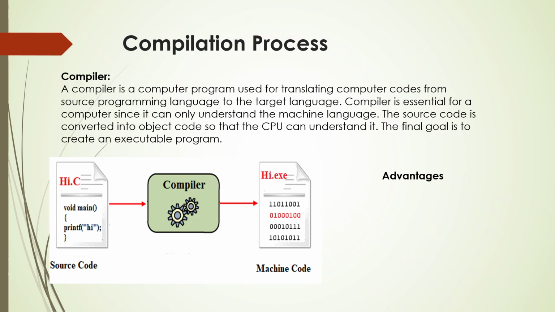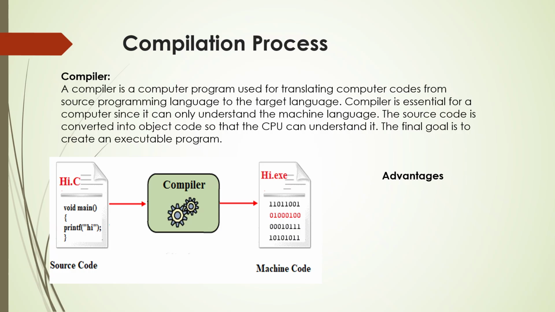One important feature of the compiler is that it translates the entire program at once. It does not execute the program line by line. Instead, it first checks the complete program and then generates machine code. This makes a compiled program execute much faster because the translation work has already been completed before execution begins.